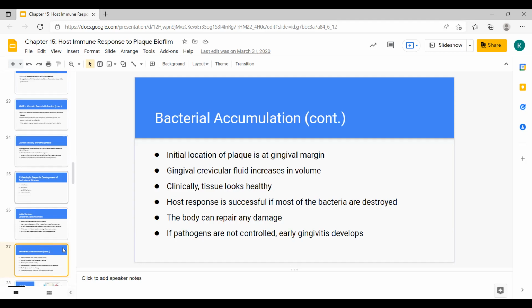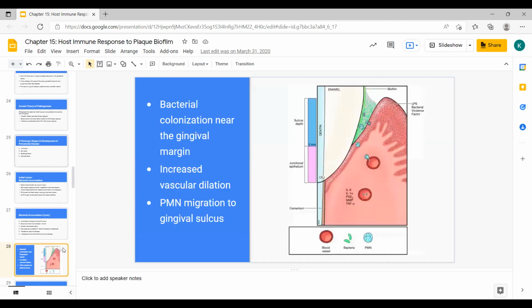Clinically, the tissue still looks pretty healthy. The host response is successful if most of the bacteria are destroyed. The body can repair any damage, and if the pathogens are not controlled, early gingivitis, like acute gingivitis, develops.